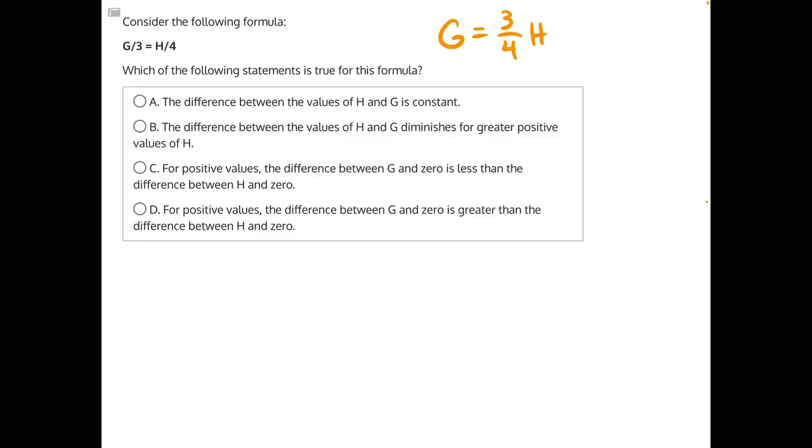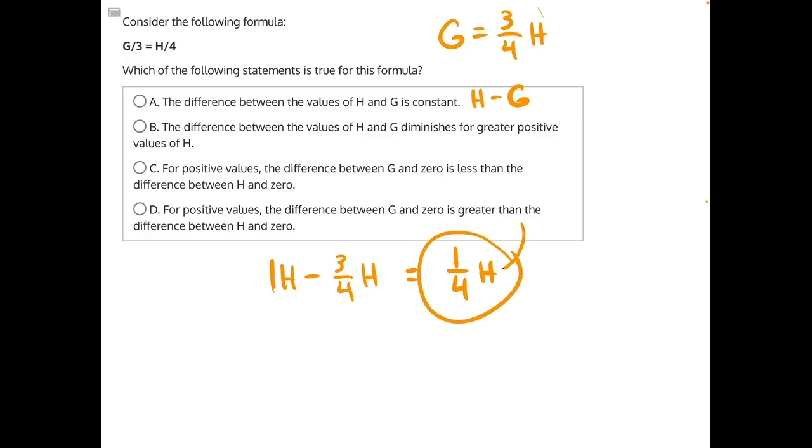Let's start with answer choice A. The difference between the values of h and g is constant. Well, the difference between h and g would be h minus g. So let's do h minus g, which we know is equal to 3/4 h. So this is 1 whole minus 3/4, which would give us 1/4 h. This is not a constant because there is a variable. So that means answer choice A is incorrect.